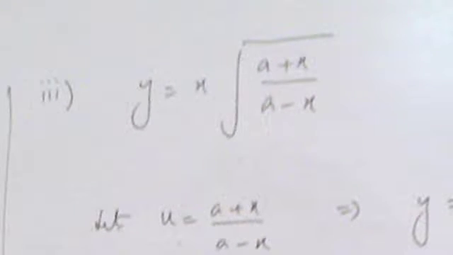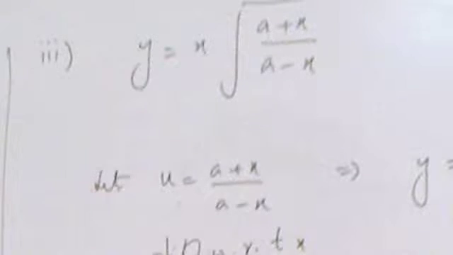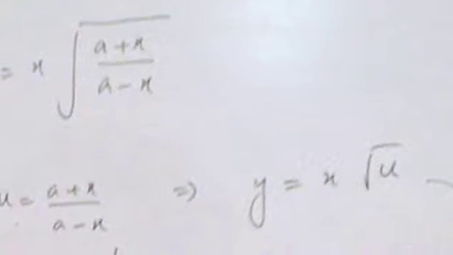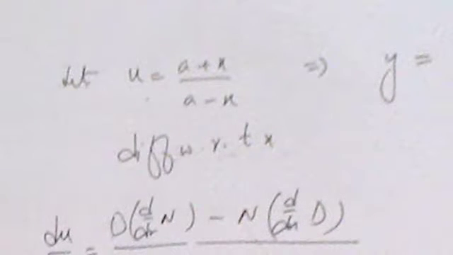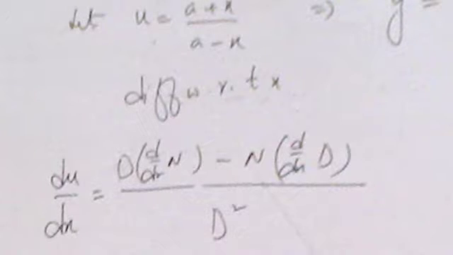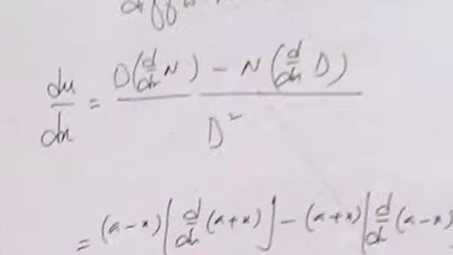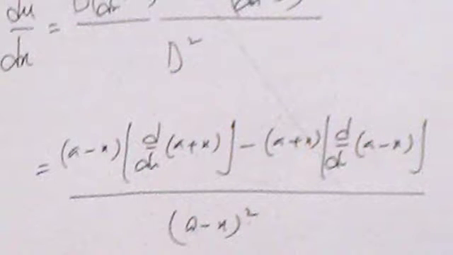Now in this part we let u be equal to a plus x over a minus x. Now y becomes x, with a plus x over a minus x replaced by u. Now we differentiate it with respect to x. The left hand side becomes du by dx, and on the right hand side we apply the quotient rule. Here n is a plus x and d is a minus x. We put these values in the formula.